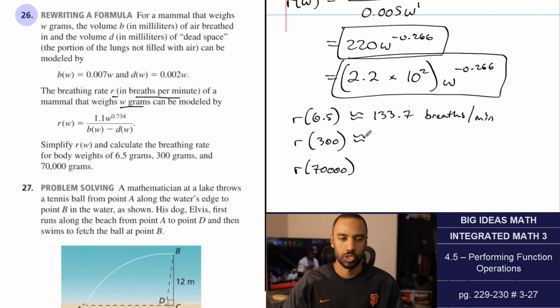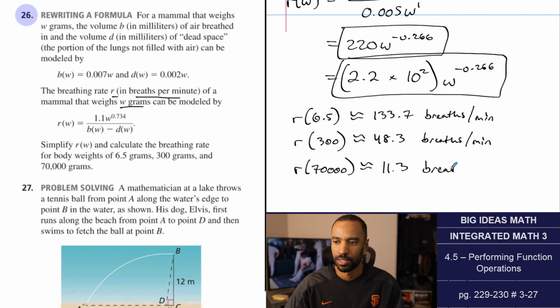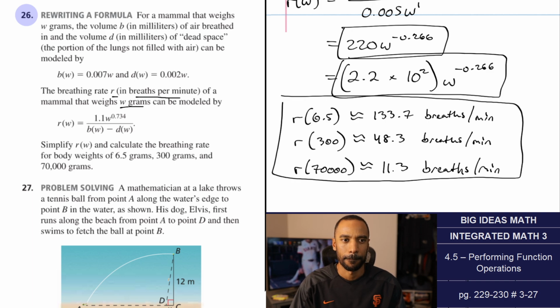And then next one is 48.3. Probably shouldn't use the decimal. Probably just 48, 134. Right, decimal is kind of weird, but that's all right. 11.3 breaths per minute. It's kind of in the middle of the numbers, so I kind of feel like I'd want to put those. Okay.